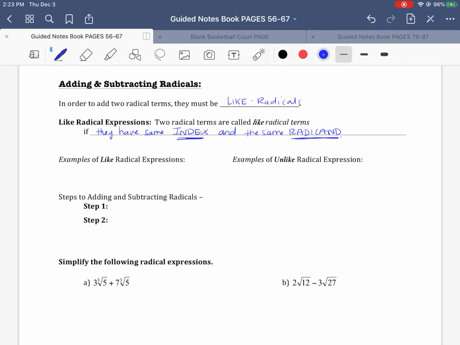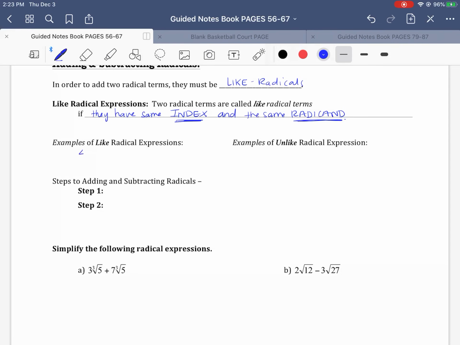So here's some examples. On the left, examples of like radical expressions would be something like 4 square root of 3. Its like term could be negative 10 square root of 3. Notice that these are both square roots because the index is not written, so we assume it's a 2. They both have a radicand of 3. Those would be like radicals. Another example would be 2 cube root of 10 and 7 cube root of 10. So the radical piece there, notice it has both cube roots, and they both have a 10 on the inside.